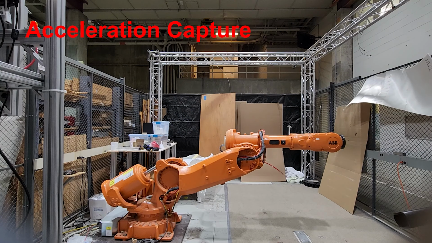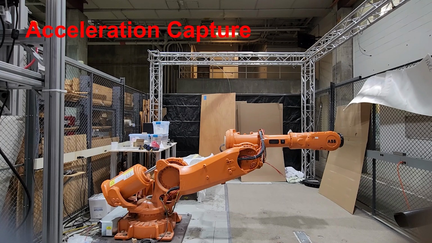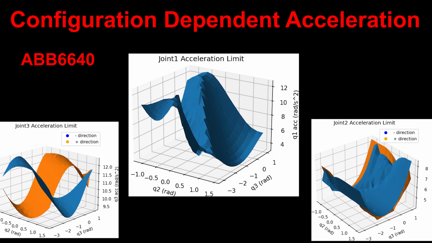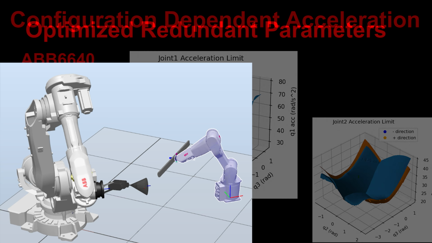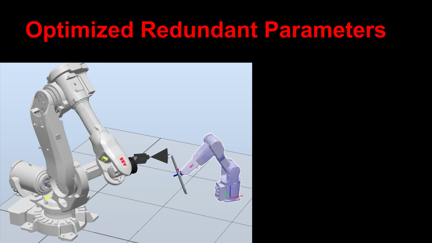We determine the robot joint acceleration limit experimentally on physical robots with different joint configurations, and the results are stored as configuration-dependent lookup table. This video shows the optimized configurations for both curves with dual arm setup.